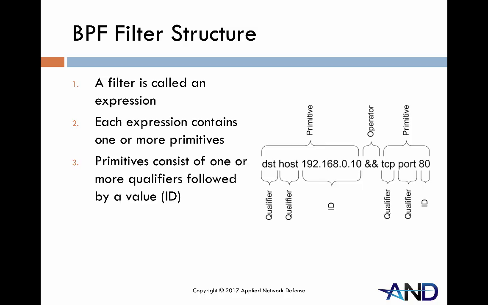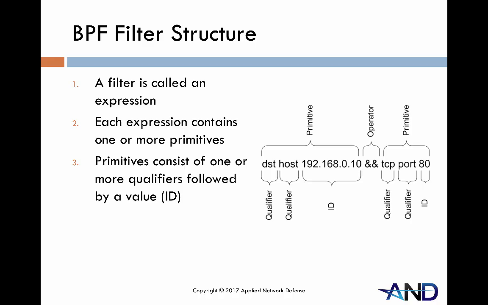Each of these things on their own is a primitive, and they can also represent a whole expression when used independently. But since they're combined together, altogether this represents a single expression. As you can see, primitives themselves consist of one or more qualifiers followed by a value or an ID. Qualifiers are things like dest and host, or TCP and port in this case, which narrow you in to the specific fields you're looking at here, and we'll show some examples of other qualifiers later.